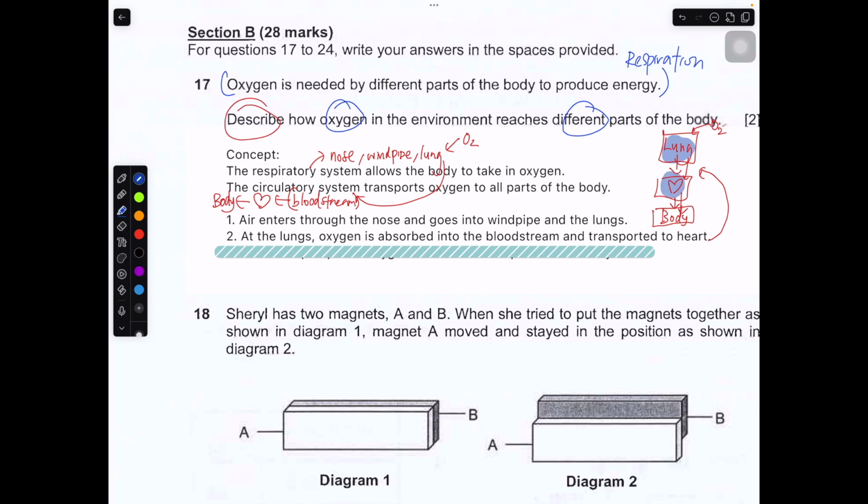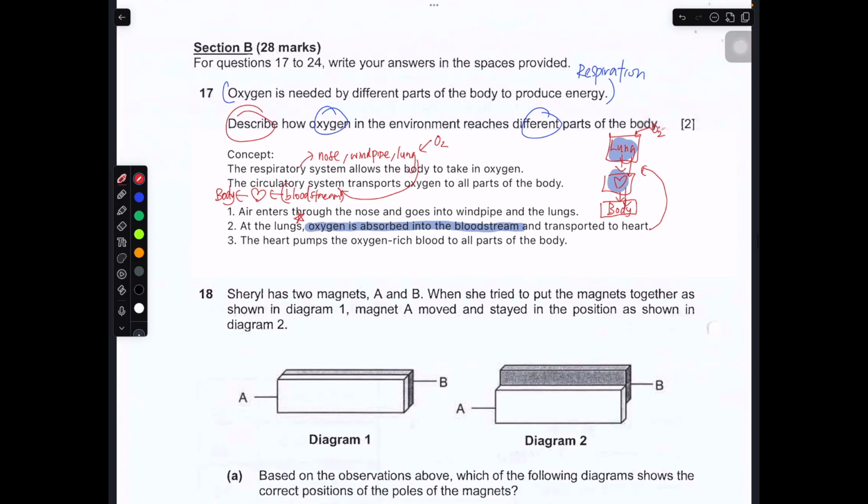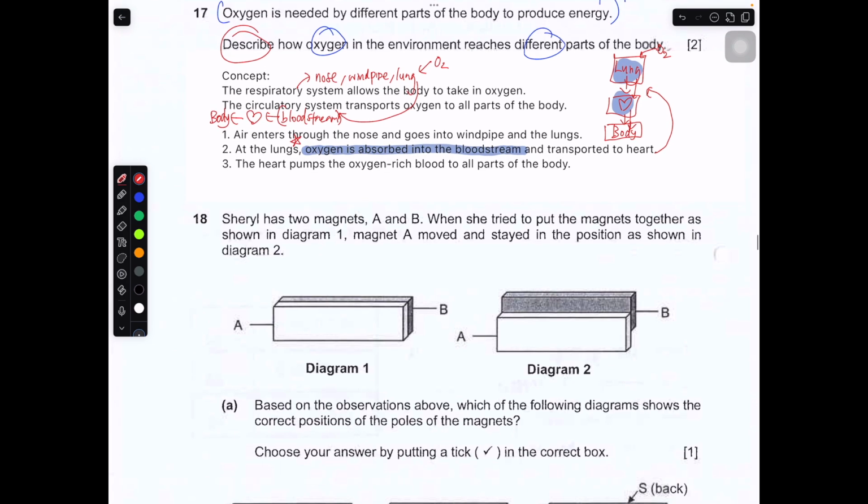Another key part that you need to write is that oxygen is absorbed into the bloodstream, and this takes place at the lungs. This is a key portion. The third point will be: the heart pumps oxygen-rich blood to all parts of the body, and that will be all for this question. So these are the three main points. Let's move on to question number 18.